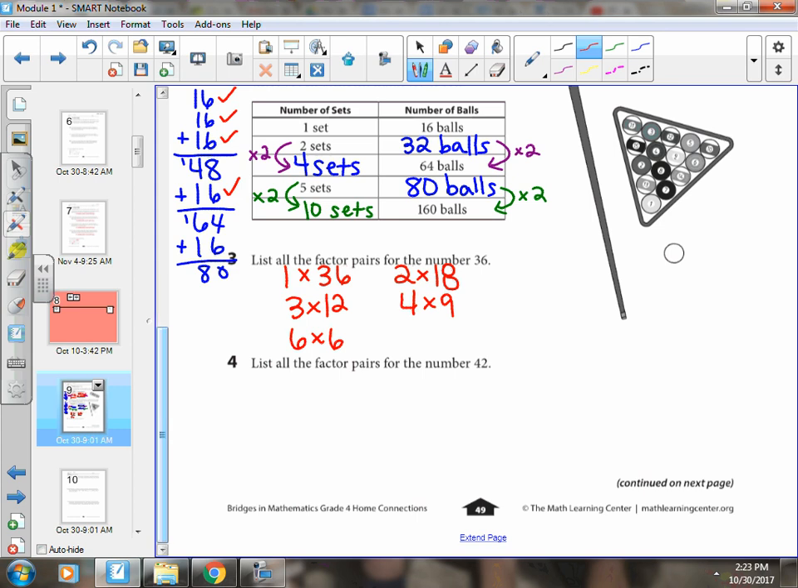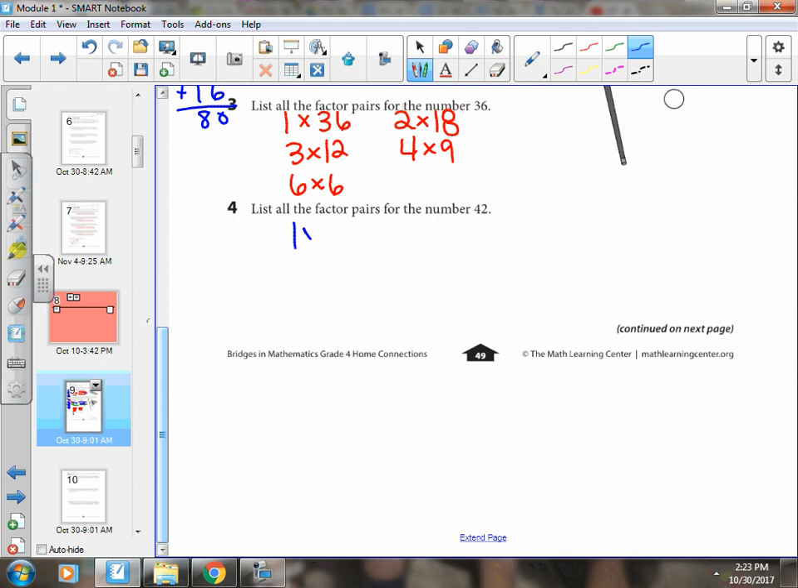Number 4, all the factor pairs for 42. Well, I know 1 times 42 will work. 42 is an even number, so I know 2 will work. Does 3 work? Let's see. 3 times 15 is 45. Is 3 times 14? Let's see, I think we just did that up above. It is 42. So I know that 3 times 14 will work. And 6 times 7. Factors for 42. So 36 and 42 are definitely both composite numbers.